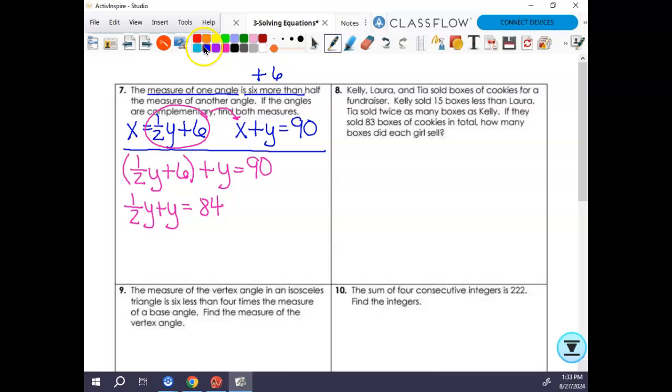Then if I want to get rid of the fraction, I multiply everything by what? 2. So that means I'm going to get y plus 2y equals, what's 84 times 2? 168. Good. So I've got 3y equals 168. y equals 56, I think.